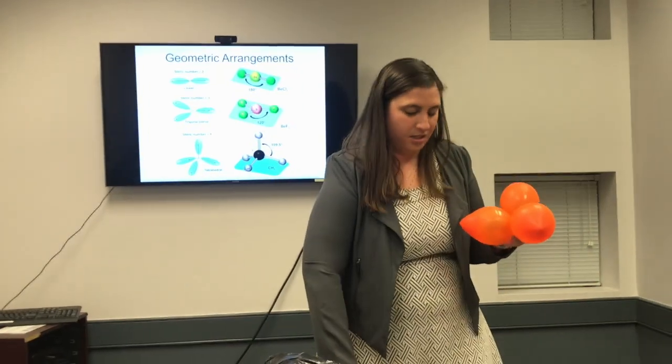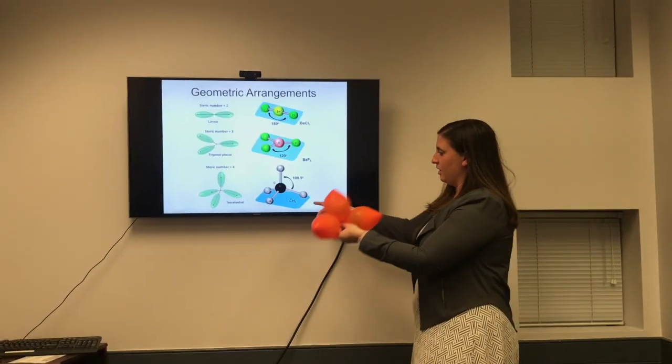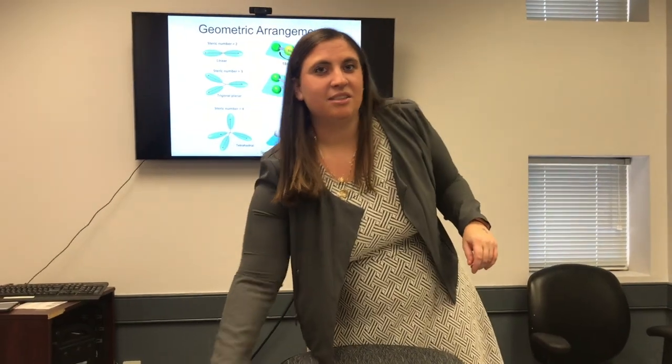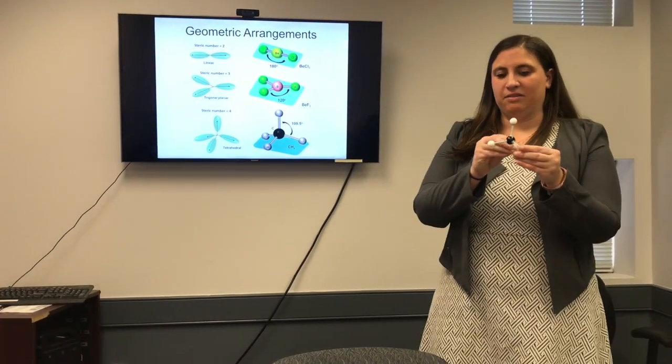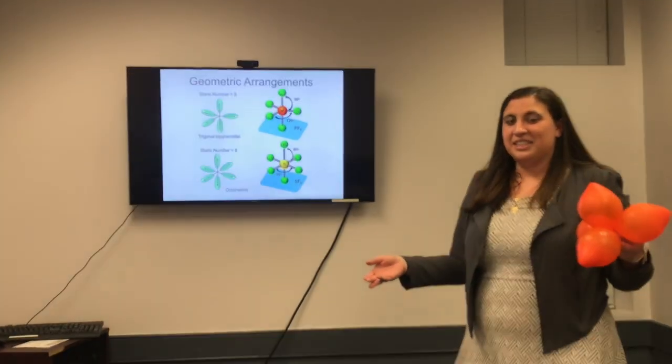The steric number is 4. It's called a tetrahedral, as shown in the methane example, in which the angles are 109.5 degrees away from each other. Okay, what about the trickier ones with steric numbers of 5 or 6?